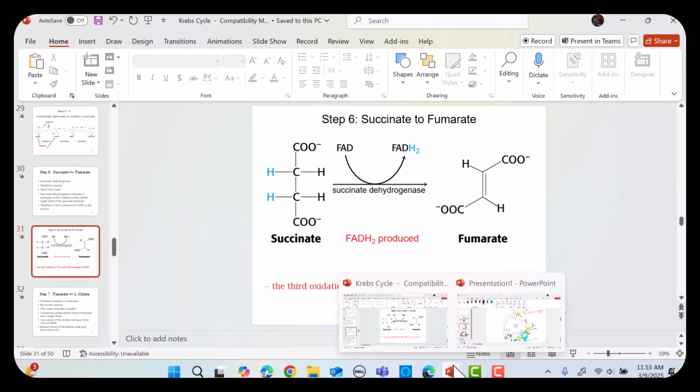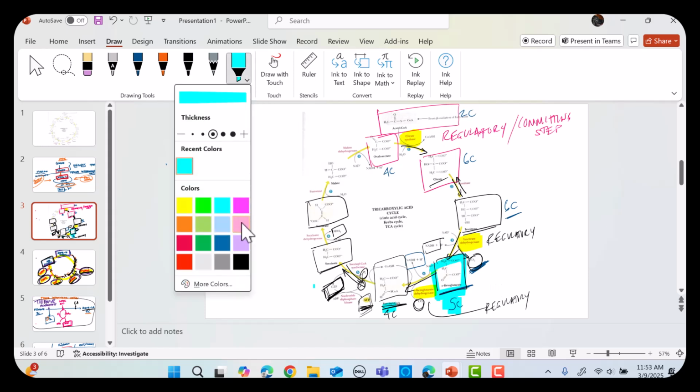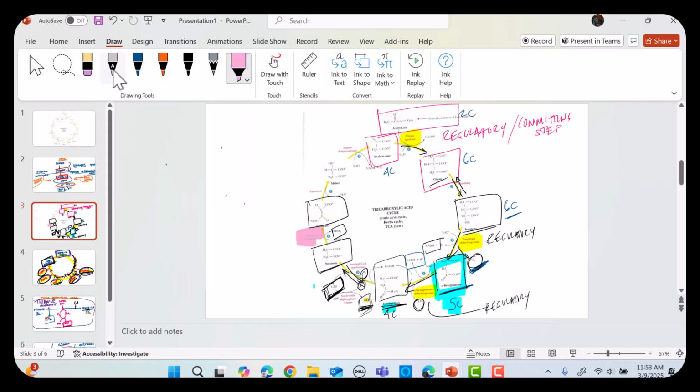So let's go to the diagram, and we're going to talk a little bit more about that reaction. So I've got my succinate, I'm going to oxidize it to fumarate while I reduce FAD to FADH2. So got something else that's going to go and give me ATP. But let's talk about this enzyme. This enzyme needs its very own color. The enzyme, pink wasn't a good choice.